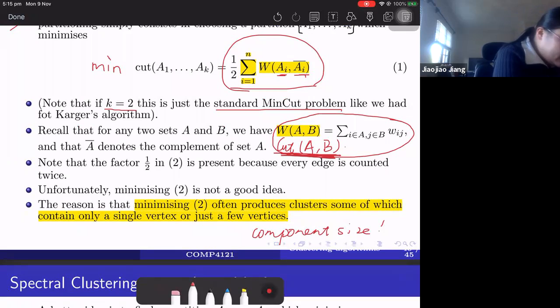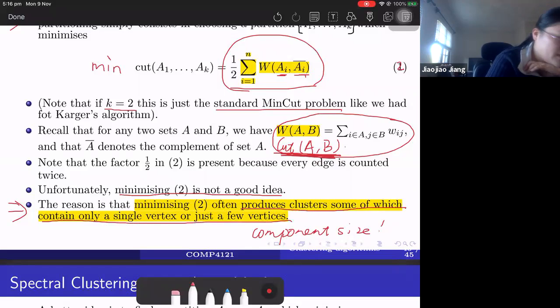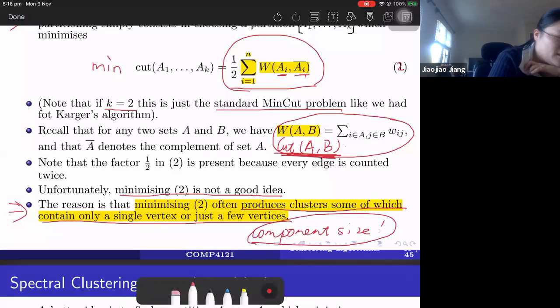Notice that, unfortunately, minimizing this expression, equation 2, is not a good idea, because if we minimize equation 2 directly, it will often produce clusters where some of the clusters contain only a single vertex or just a few vertices. Why? Because this expression doesn't consider the size of component Ai.